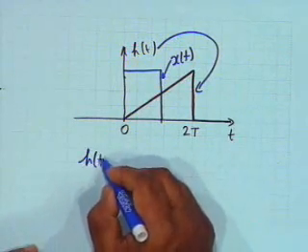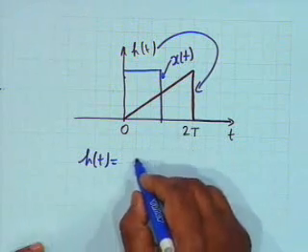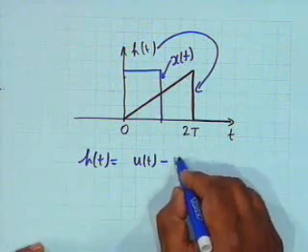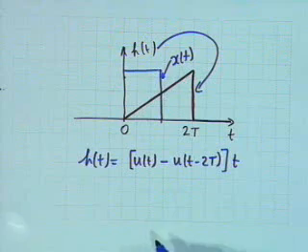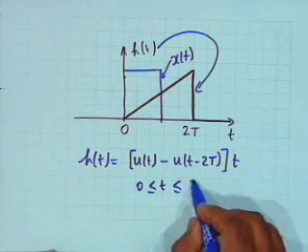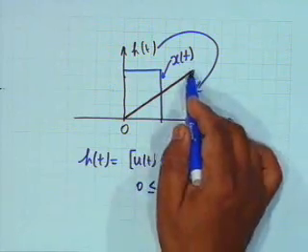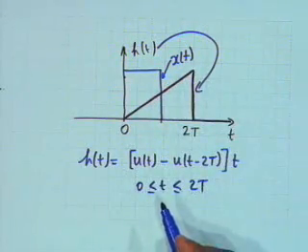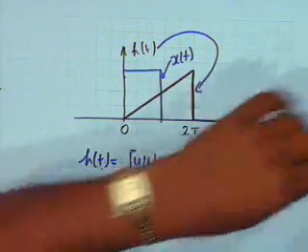That is, h of t exists between 0 and 2T, and therefore we first use a gate u of t minus u of t minus 2T. This is the gate, then we multiply by t. Alright, that is in the range 0 less than or equal to t less than or equal to 2T, the function increases linearly, rises up to 2T, then it falls down to 0. Alright, we have to convolve h of t with x of t, and we proceed in an exactly similar manner as we did in the discrete time case.